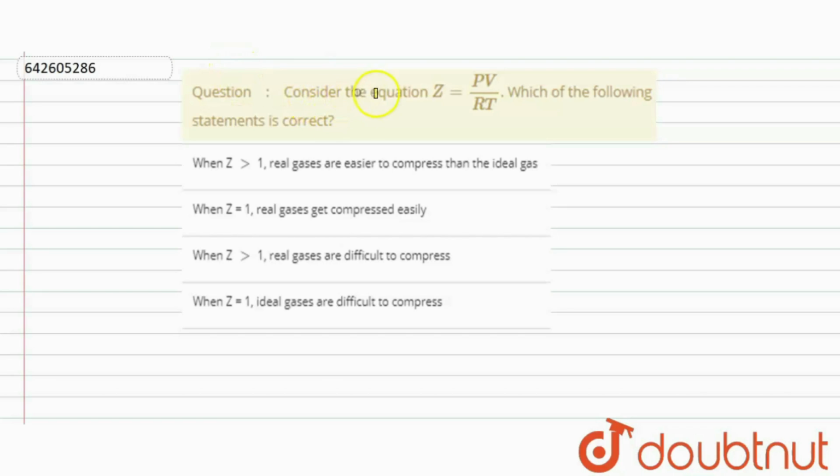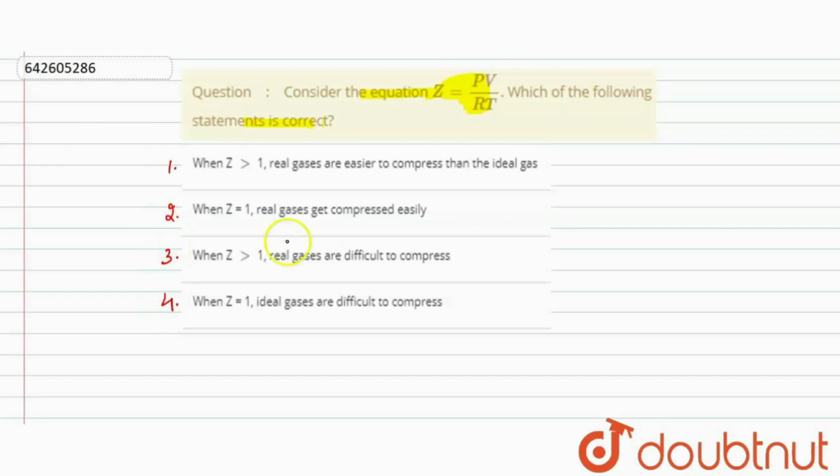Hi everyone, let's take a question here. The question is, consider the equation z is equal to PV by RT. Which of the following statements is correct? We have to consider the equation z is equal to PV by RT, and we have to tell which option is correct from these four options.